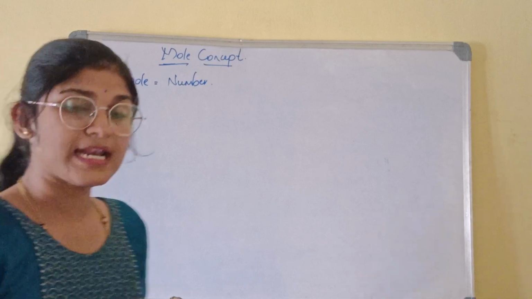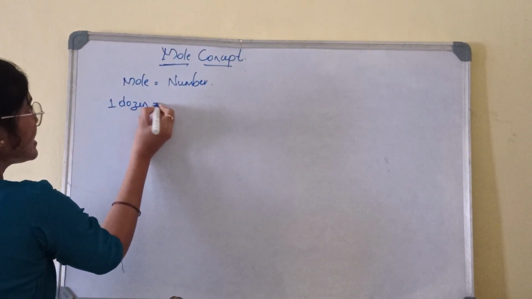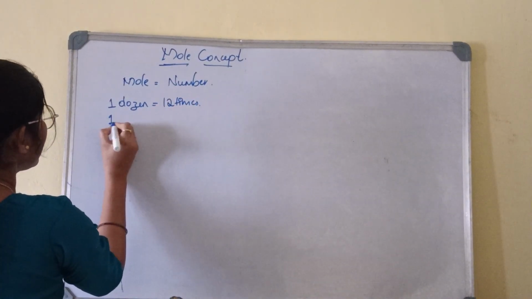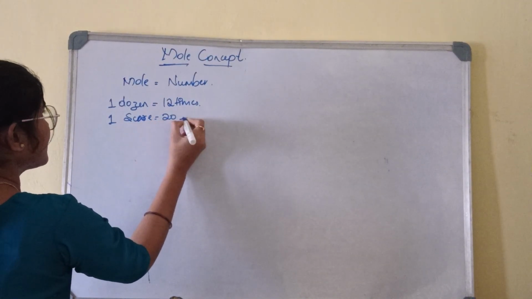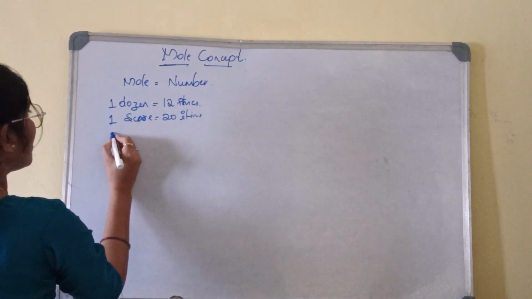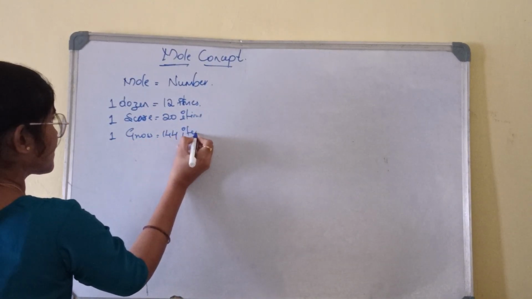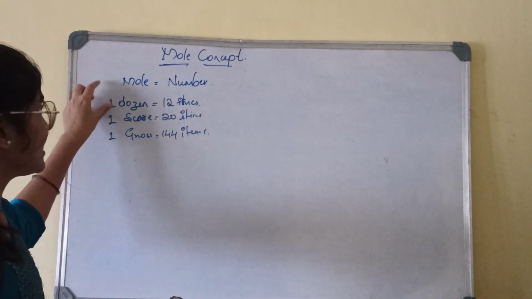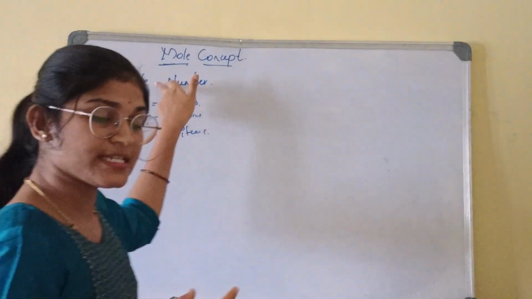Mole is just a number, just like you denote 1 dozen. 1 dozen is equal to 12 items. 1 score is equal to 20 items. 1 gross is equal to 144 items. Just like dozen, score and gross, a mole is also just a number.